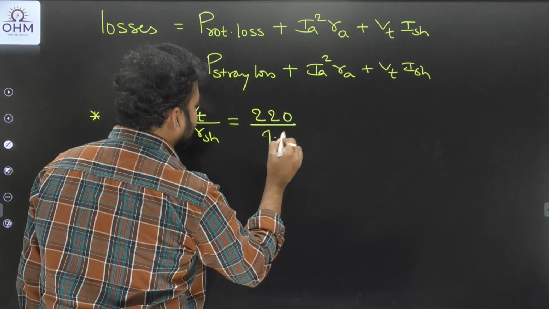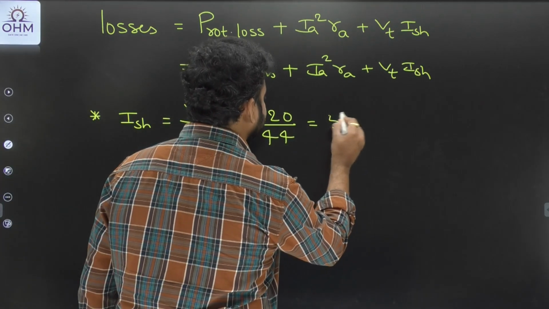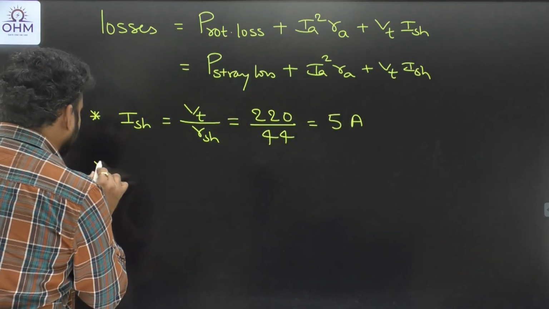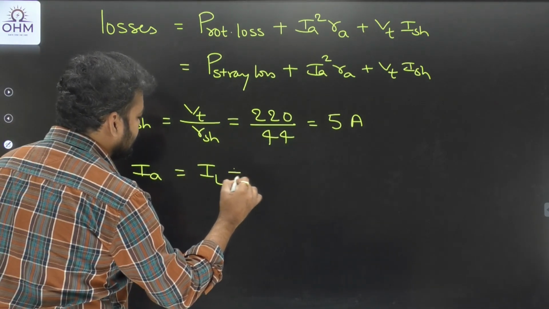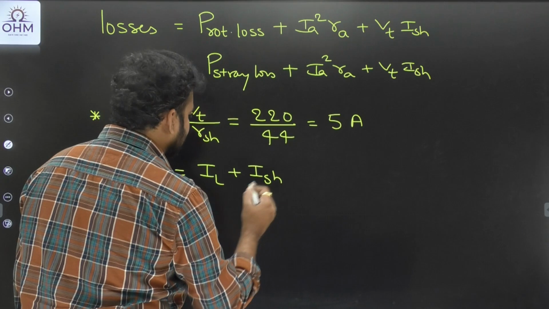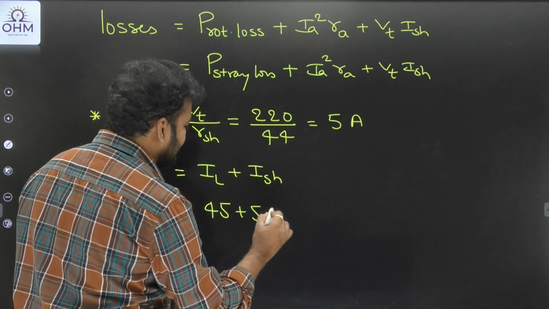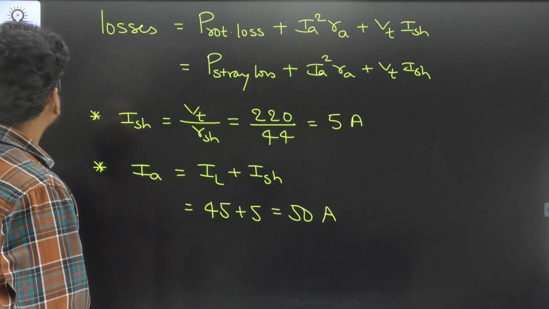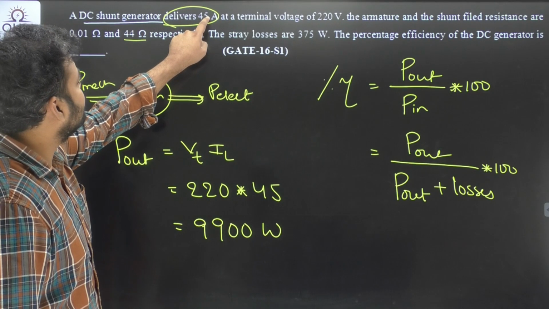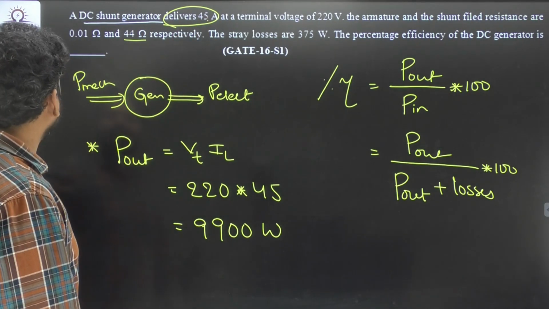220 divided by 44, you will get the answer. Yes, 5 ampere. Therefore, what is armature current? In a shunt generator, we know armature current is equal to line current plus shunt current. Line current is 45, shunt current is 5, overall armature current is 50 ampere, isn't it? Yes. Line current 45 delivered to terminals, and shunt field is 5 ampere, so overall 50 ampere.